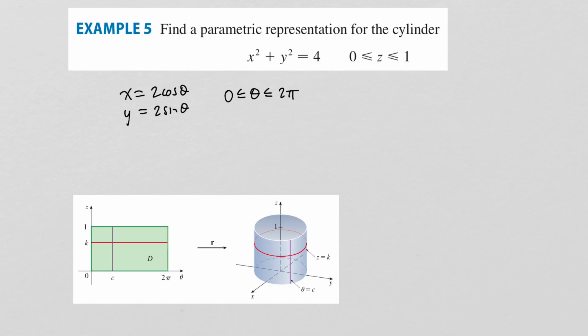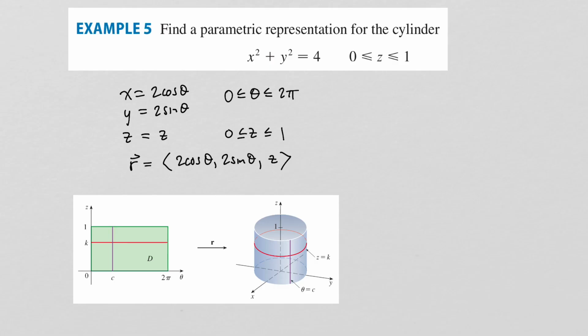And then z just needs to be a value between 0 and 1. So z can simply be itself, and then we would just impose the restriction that z be between 0 and 1. So we don't always use the letters u and v to be our parameters. And in fact, sometimes we'll use the variables themselves to be parameters.